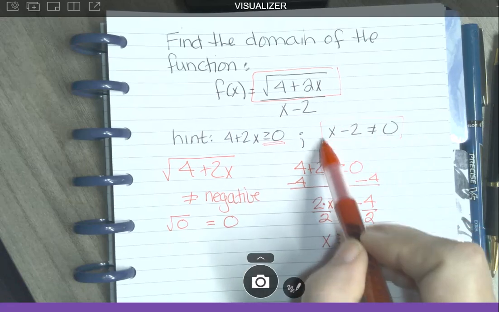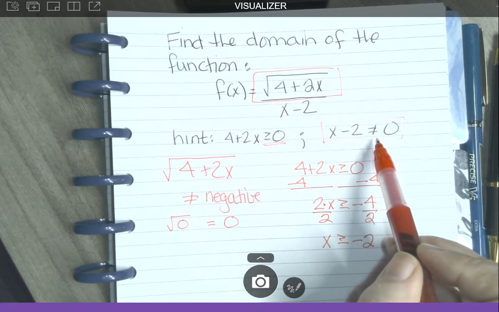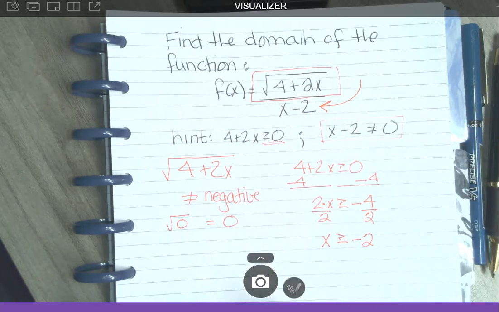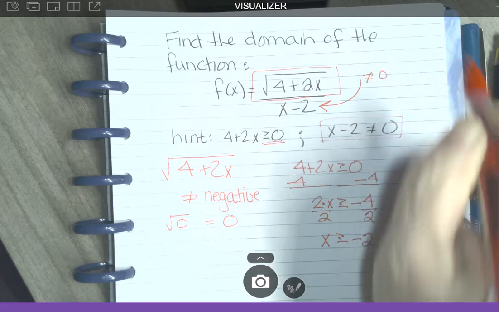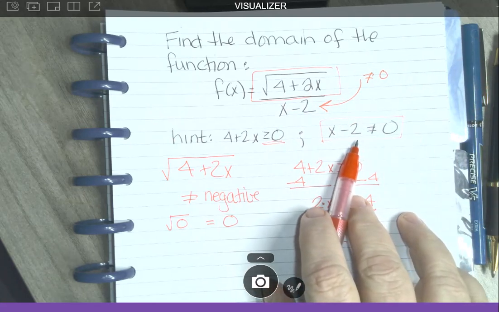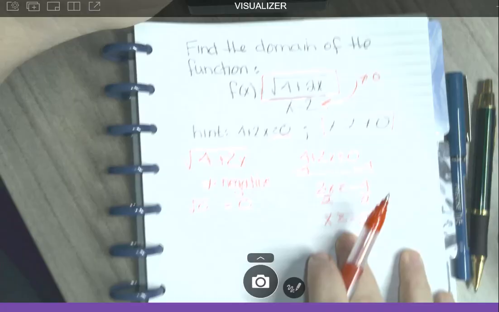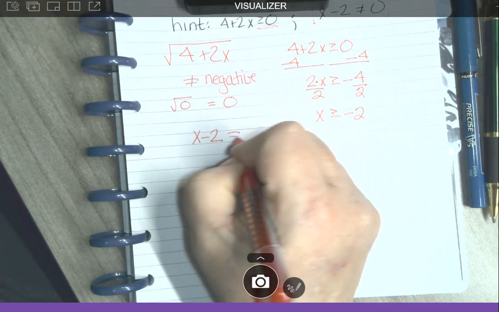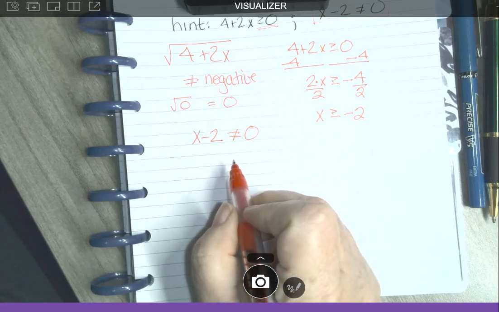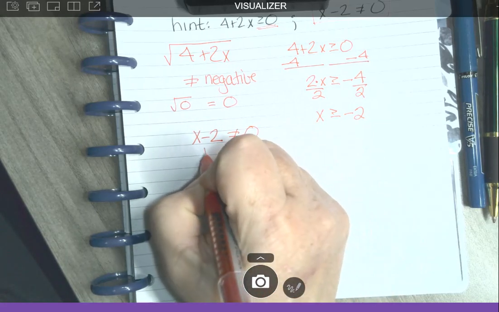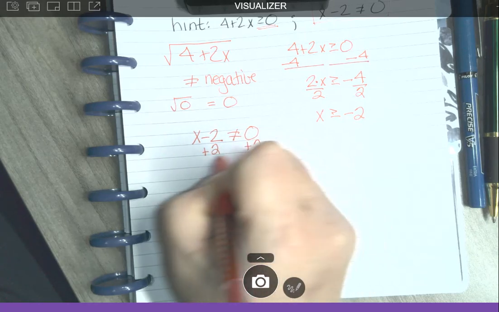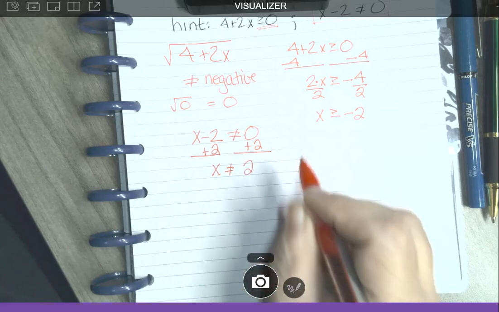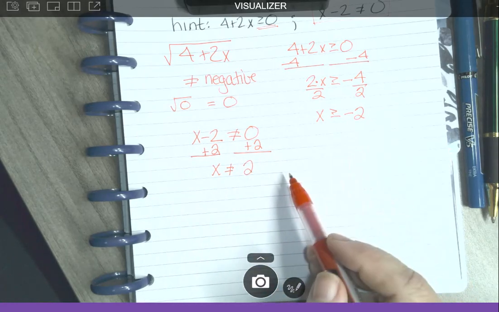This one, x minus 2 cannot equal 0, because we're looking at our denominator. Now our denominator can never equal 0, right? It cannot equal 0. So that's where this comes from. Now I'm going to move my camera here for just a second. There we go. X minus 2 cannot equal 0. Well, let's use some algebra to solve for x. I'm going to add 2 to both sides. So we have x cannot equal 2. Now we have our two restraints.